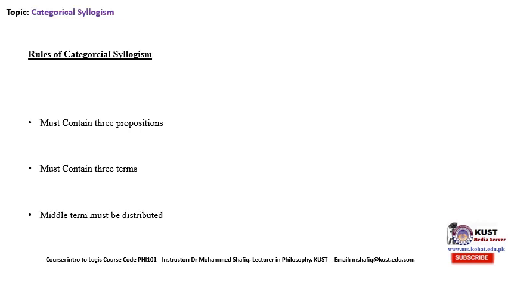Now, let us see what are the basic rules of categorical syllogism. As we have discussed in the previous lecture with a brief definition of syllogism, but we need to look in detail at what are the basic rules of categorical syllogism. So the first rule, the first principle of categorical syllogism is that a syllogism must contain three propositions, right?